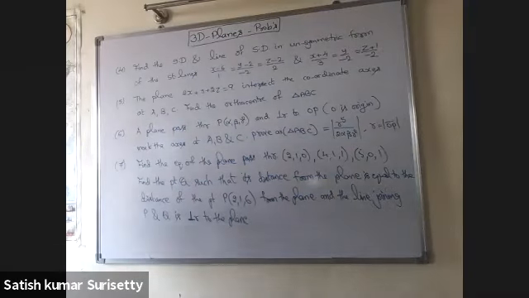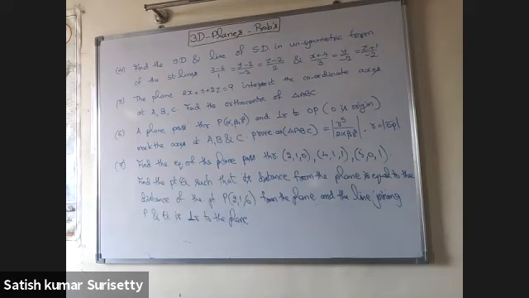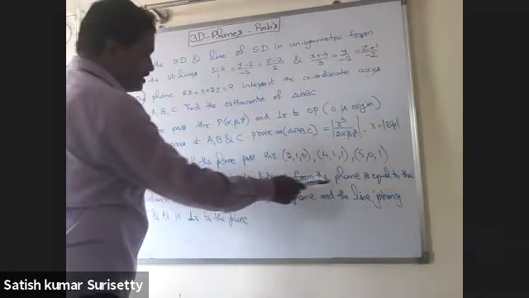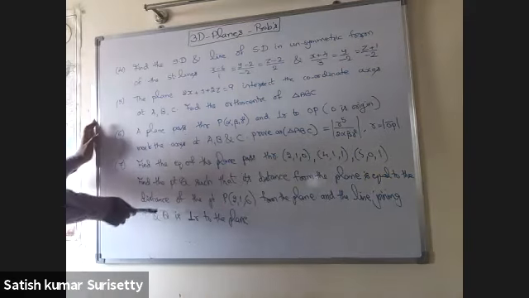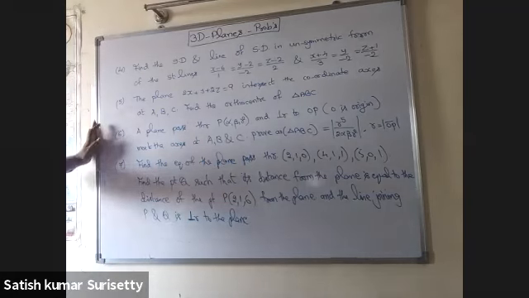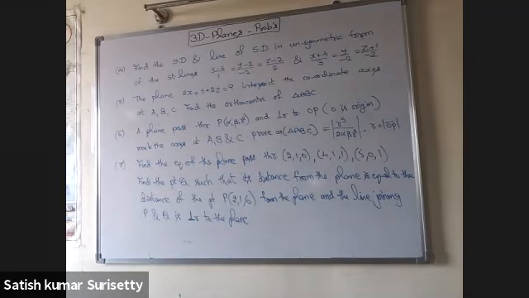Seventh, find the equation of the plane passing through (2, 1, 0), (4, 1, 1), (5, 0, 1). Find the point Q such that its distance from the plane is equal to the distance of the point P(2, 1, 6) from the plane, and the line joining P and Q is perpendicular to the plane.